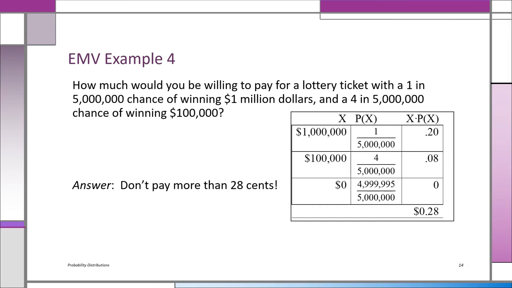And somebody says, well, how much is this lottery ticket worth? Well, if you do the formula, $1 million times 1 over 5 million is 20 cents, 100,000 times 4 over 5 million is 8 cents, zero times anything is zero, add it up, you get 28 cents. Basically, this lottery ticket should not be worth more than 28 cents. Of course, if they charge 28 cents for the lottery ticket, they break even. So assuming you're buying this from the city or state, they're going to charge you like a dollar for the privilege. And if you don't know statistics, and you don't realize the expected value is a lot less than a dollar, you might be foolish enough to pay a dollar. But clearly, according to mathematicians, the expected value is only 28 cents.